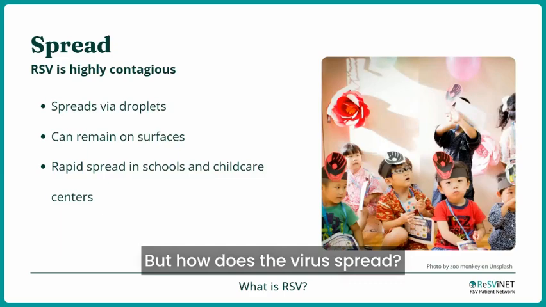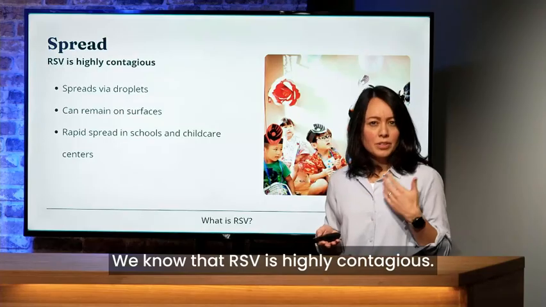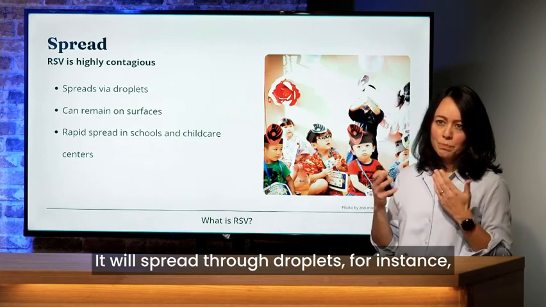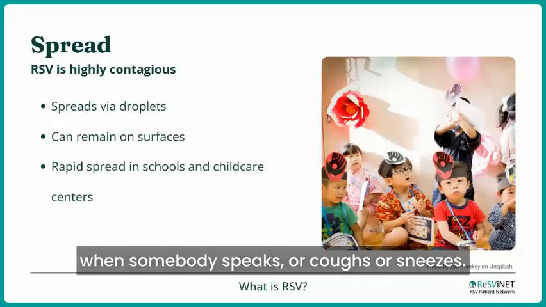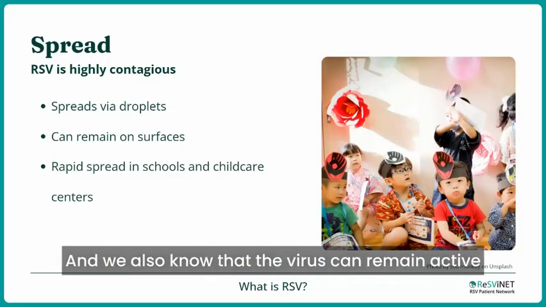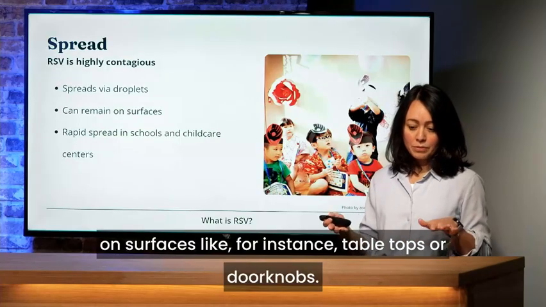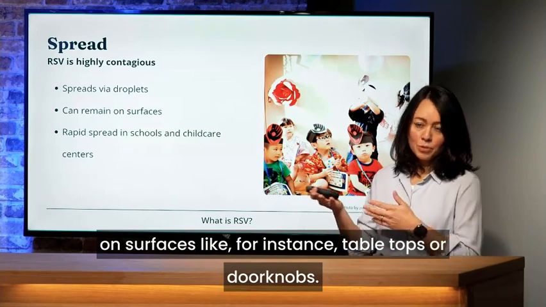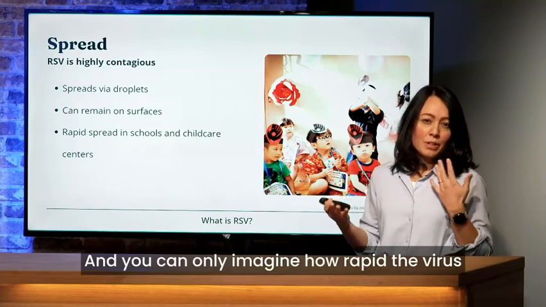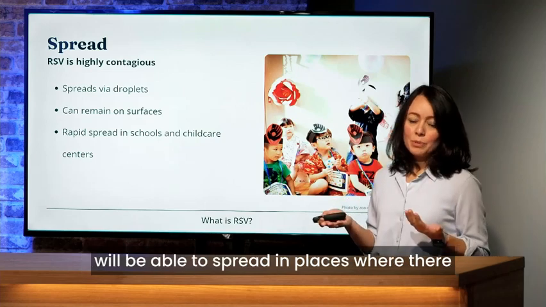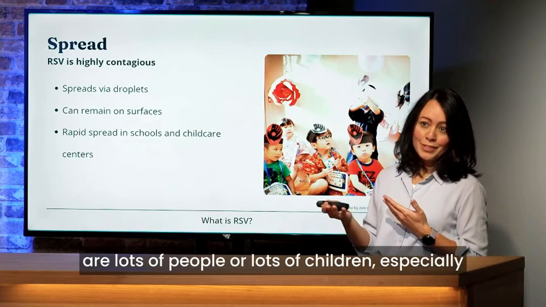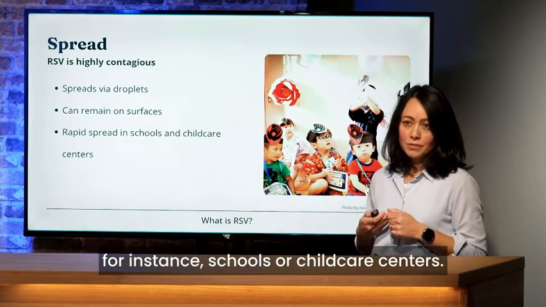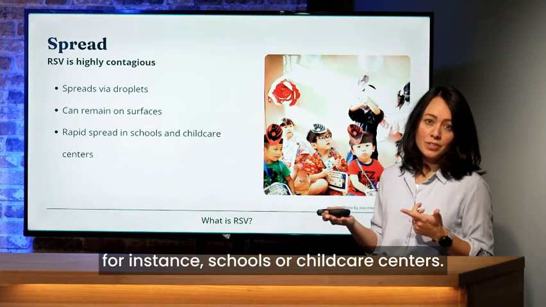But how does the virus spread? We know that RSV is highly contagious. It will spread through droplets, for instance, when somebody speaks or coughs or sneezes. And we also know that the virus can remain active on surfaces like, for instance, tabletops or doorknobs. And you can only imagine how rapid the virus will be able to spread in places where there are lots of people or lots of children, especially, for instance, schools or childcare centers.